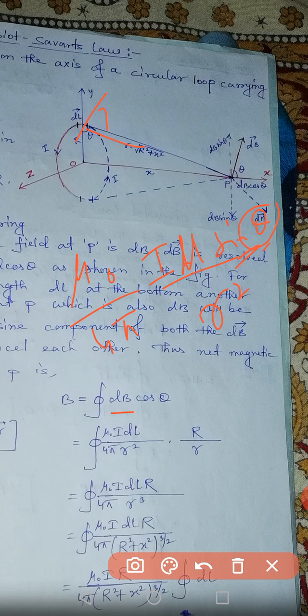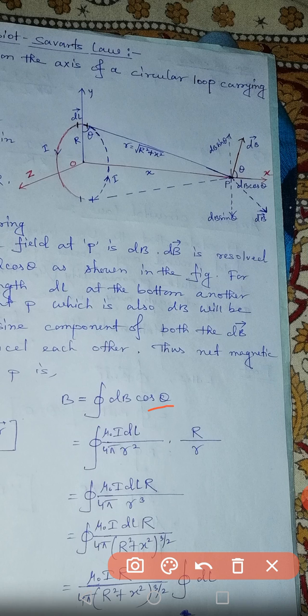Remember that this theta and this theta are not the same. This theta is the angle between dl and r. This one. So anyway, this theta is 90, sine 90 is 1. So this part will vanish. What will we have? I dl. This is dl. I dl by r square. Mu naught by 4 pi, I dl by r square. This one, for dB.